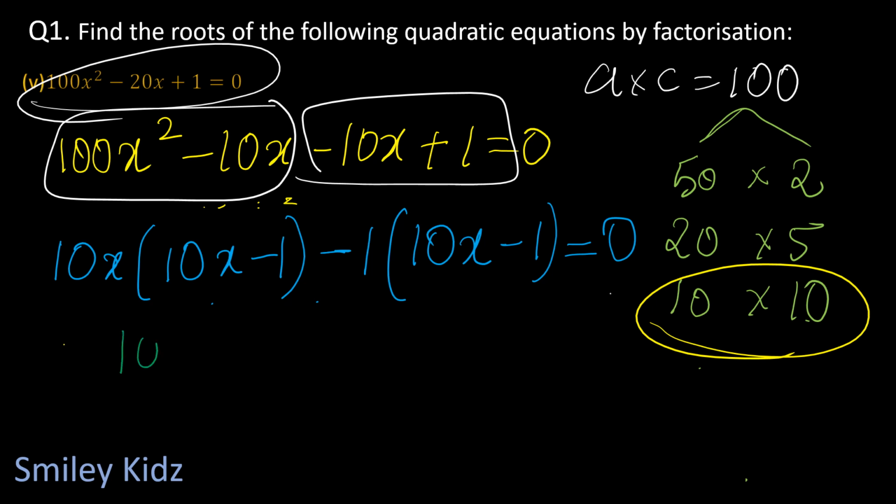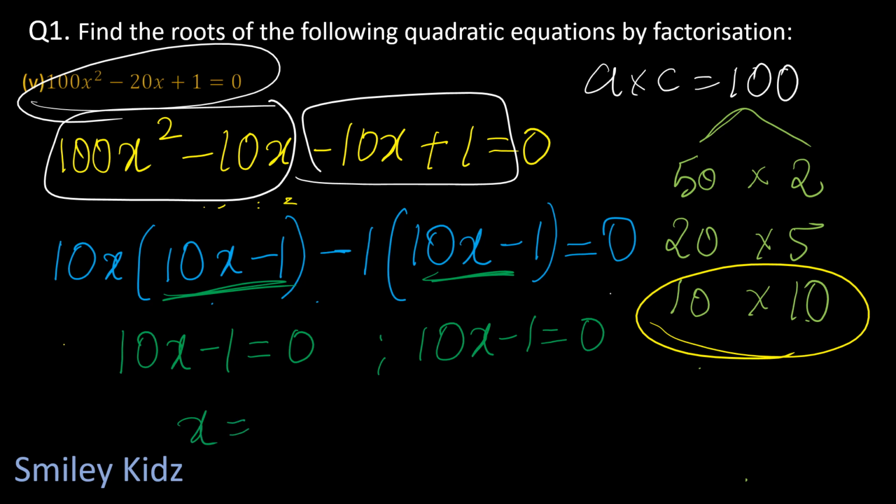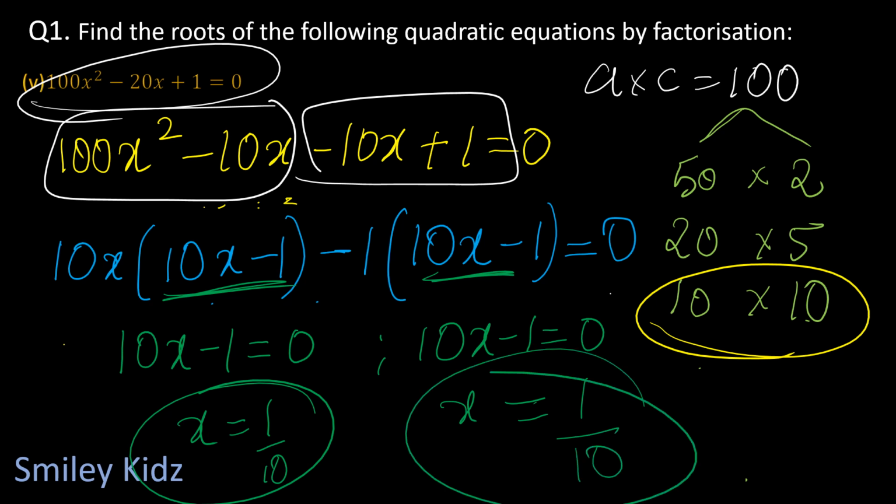So here 10x minus 1 equal to 0, right? And again we have 10x minus 1 equal to 0. Here x will be equal to 1 upon 10. Yet again here we have x equal to 1 upon 10, similar to the previous question. Well, yet again the roots are equal. Therefore the roots of 100x squared minus 20x plus 1 equal to 0 are 1 by 10 and 1 by 10 respectively.